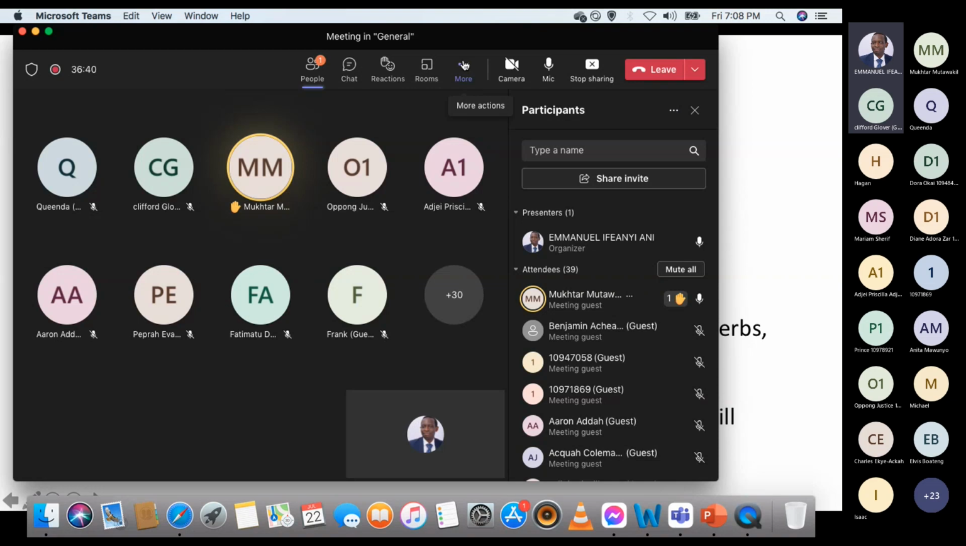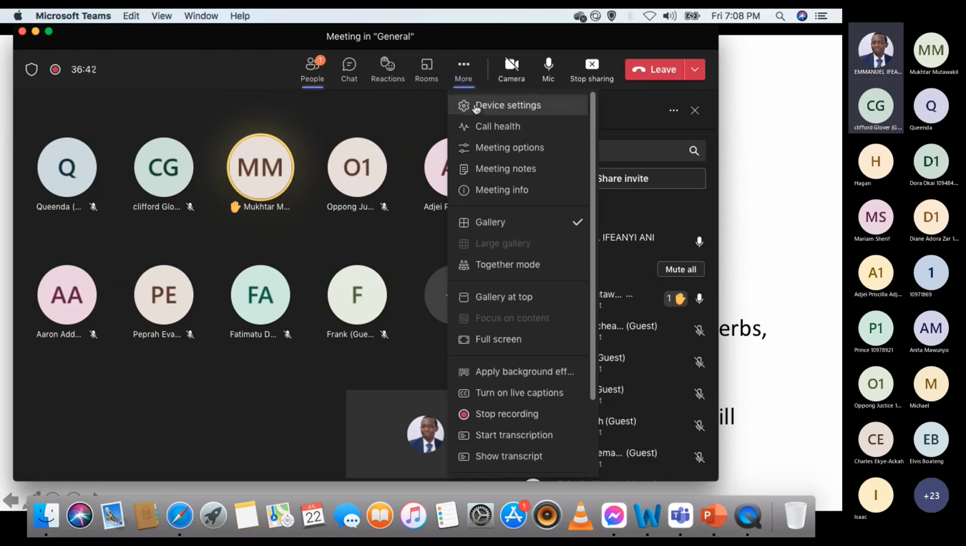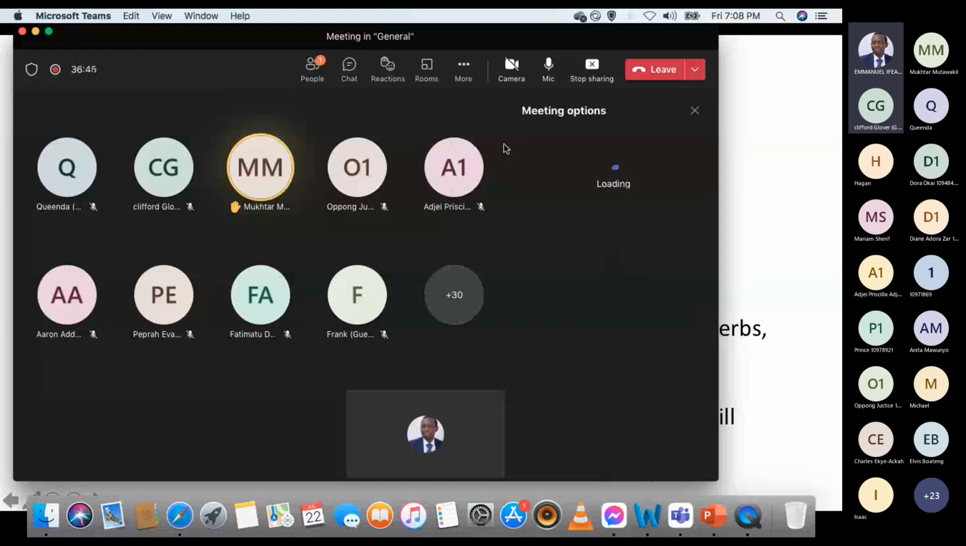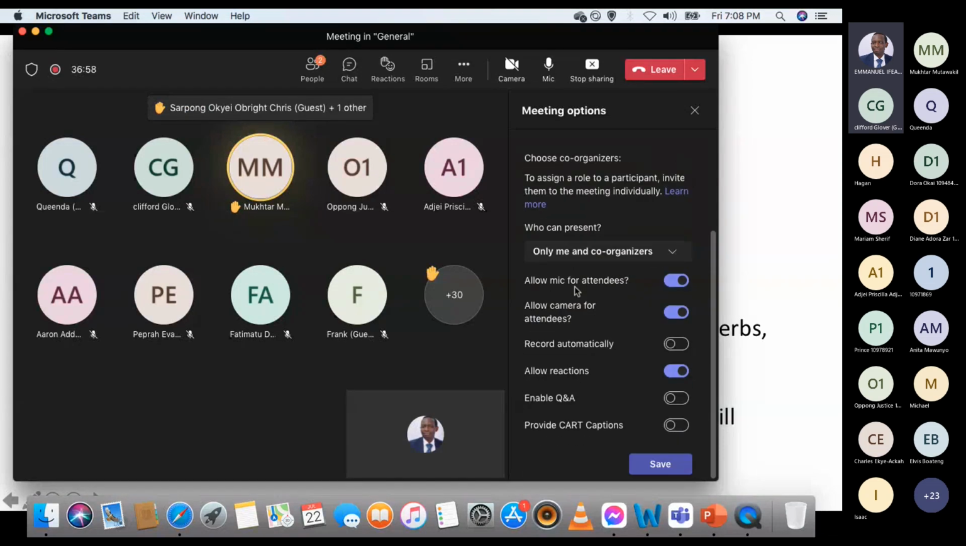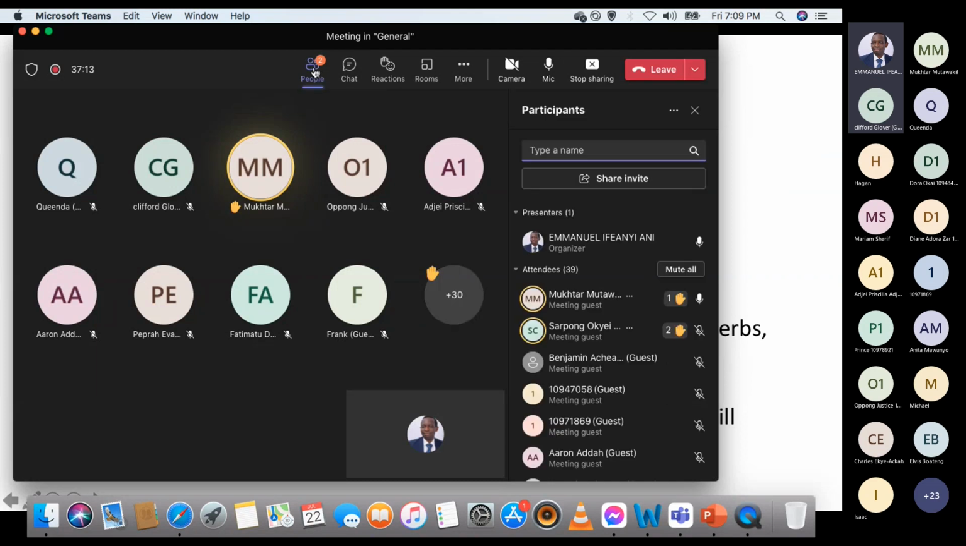That should not be possible because when I went to the meeting options, I allowed everyone to bypass the lobby. I'm looking at my meeting options. Who can bypass the lobby? And the answer is everyone. So no one should really be in the lobby unless the person got into the lobby at the beginning of the class before I allowed everyone to pass through. There is also a place where I see people in the lobby. I'm looking at it, but it's not showing.